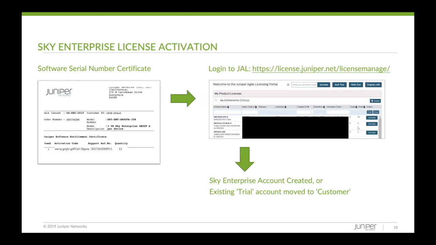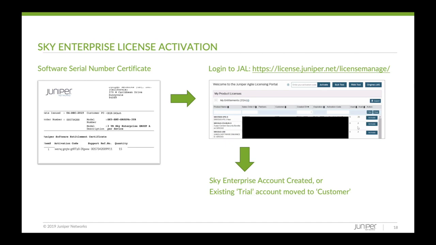Okay, so let's say you've now made a purchase of Sky Enterprise and you want to get your licenses activated. By making a purchase, Juniper will then send you a software serial number certificate with specific details and an activation code for that order. Once you have that certificate, your next step is to go to the Juniper Agile Licensing Platform, or JAL.